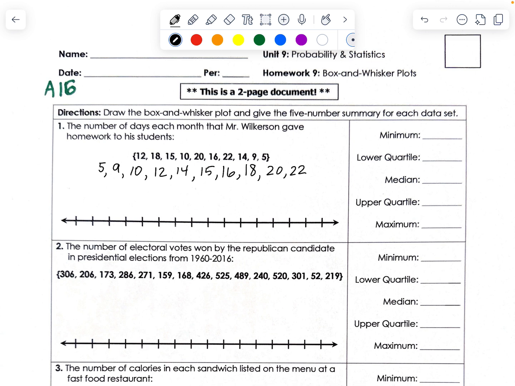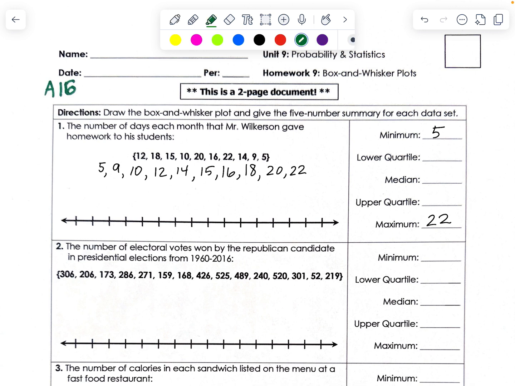All right, so first thing you're going to do, number one, you need to put them in numerical order from least to greatest, right? So that way we can pull this information that they're asking for on the side. So the minimum number, that means the least number for this one, is 5. And then it says, what's the lower quartile? Well, let's do maximum. Skip quartiles for a minute. Maximum is 22. The median, that's the number that's dead in the middle.